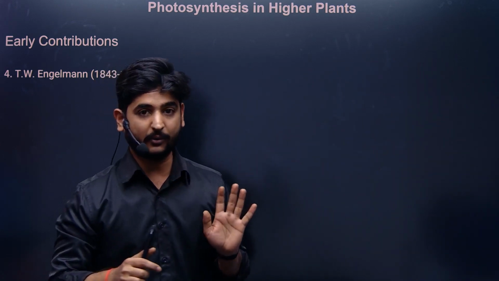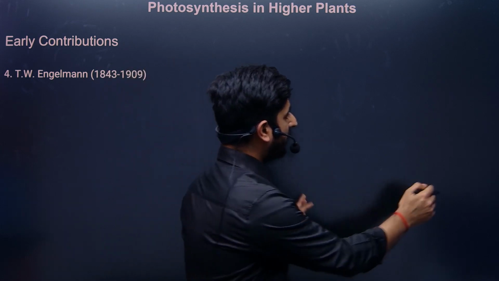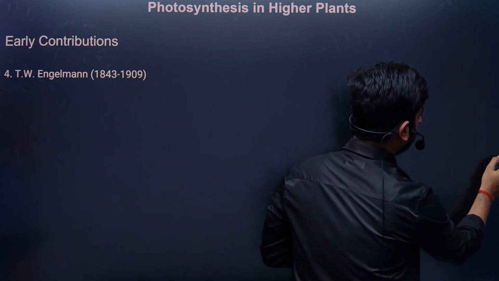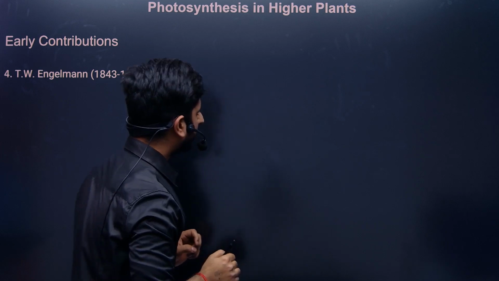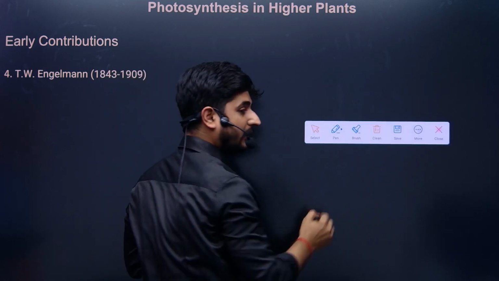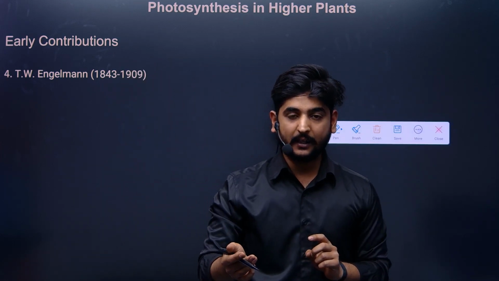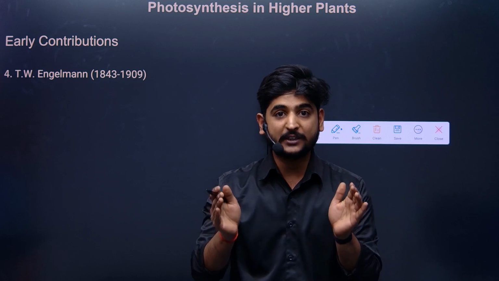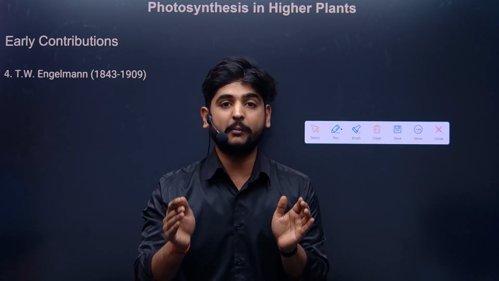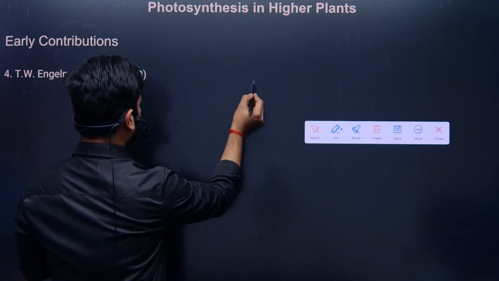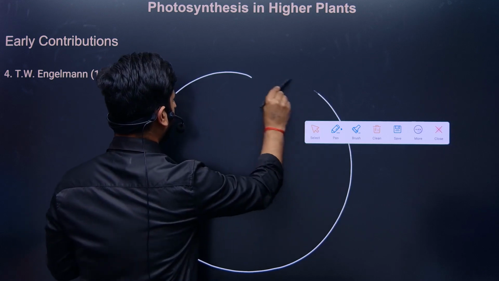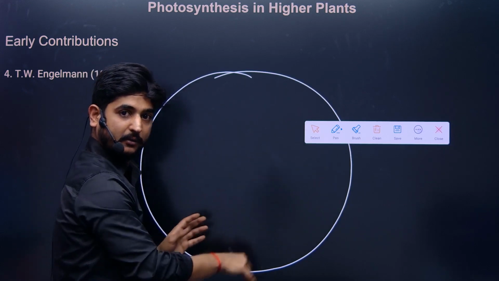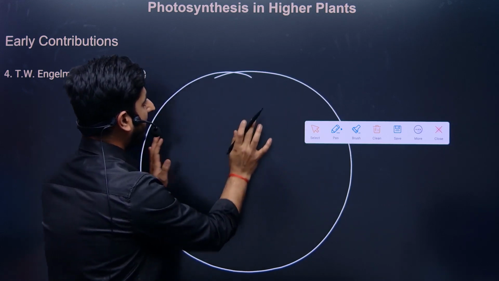Okay, let us just try to understand. This guy did a very basic experiment. So you have Cladophora. Cladophora is a green alga, and you have a suspension of aerobic bacteria. So what does the setup look like? Just try to understand. This is my petri dish. I have an aerobic bacteria suspension in that.